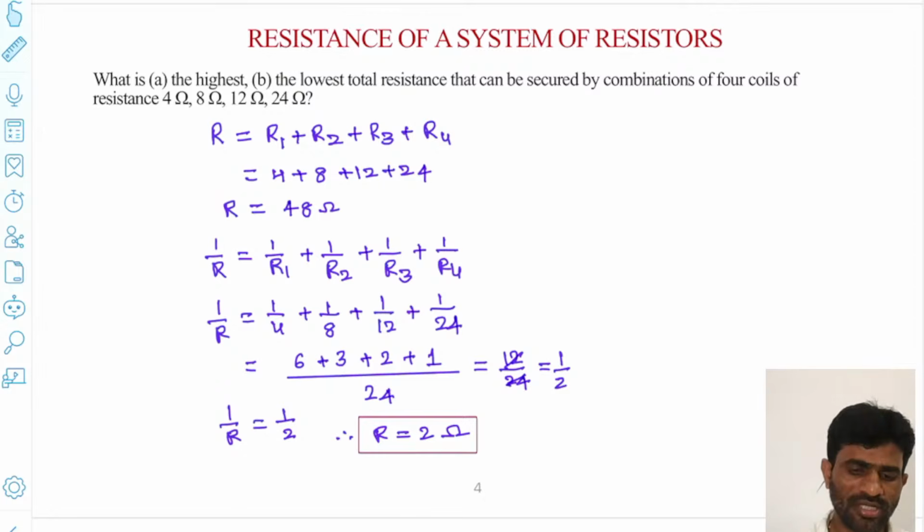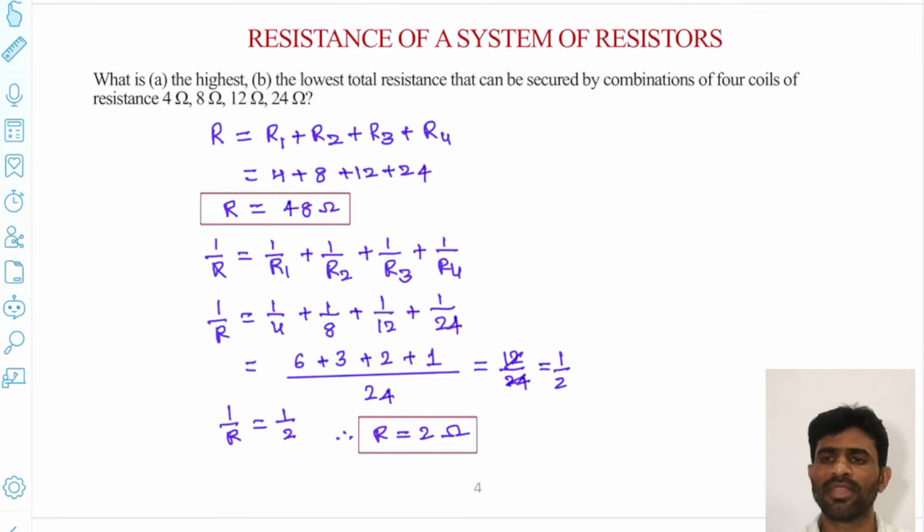This is the lowest resistance and this is the highest resistance. Hope you understood this problem. Deepak, it's not 4 ohms, it is 2 ohms. Right, shall we do another one now? Next problem.